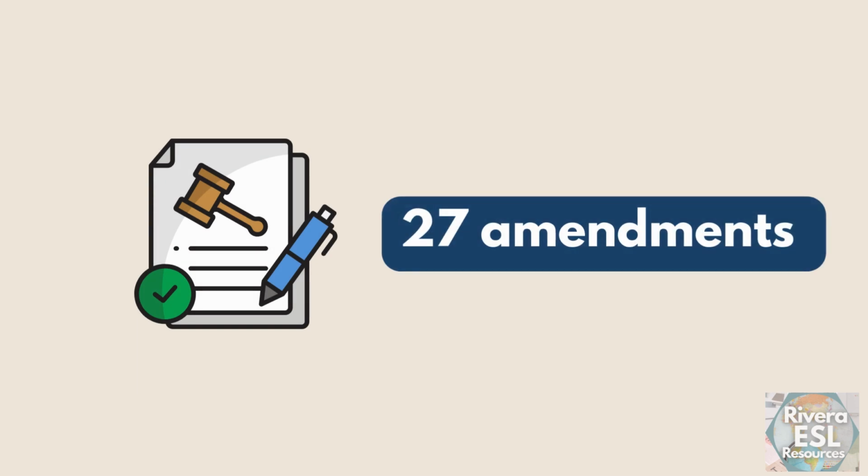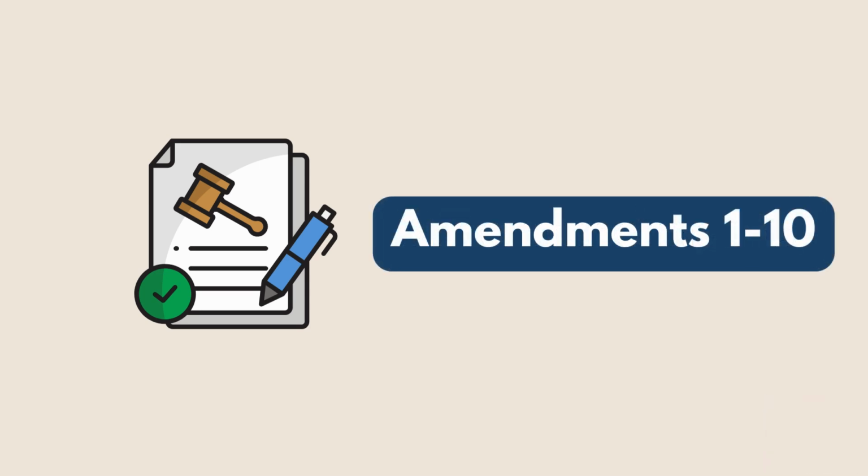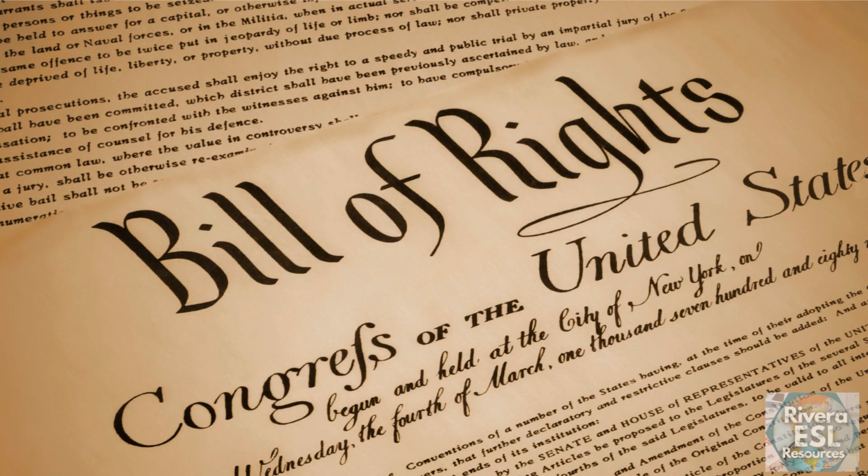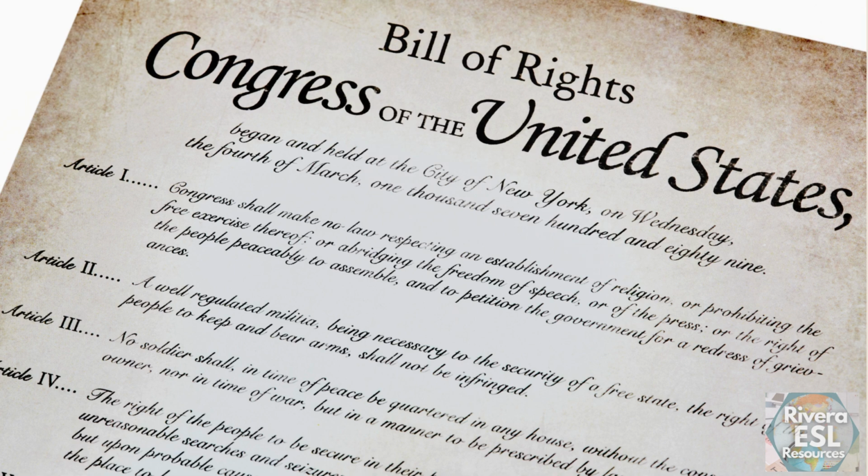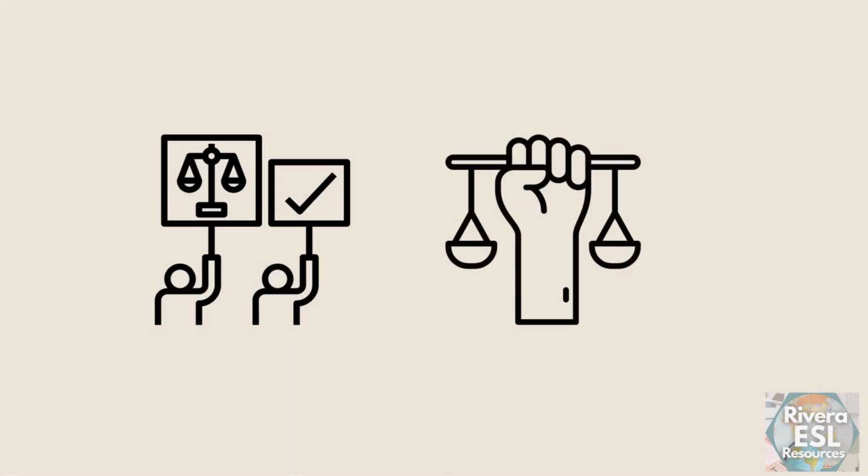There are 27 amendments in the Constitution today. The first 10 amendments are very important. They are called the Bill of Rights. The Bill of Rights lists the basic rights of people in the United States. These are the rights that the government cannot take away. Let's take a look at one of the amendments.